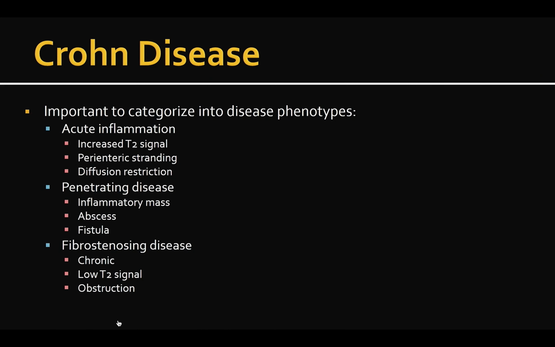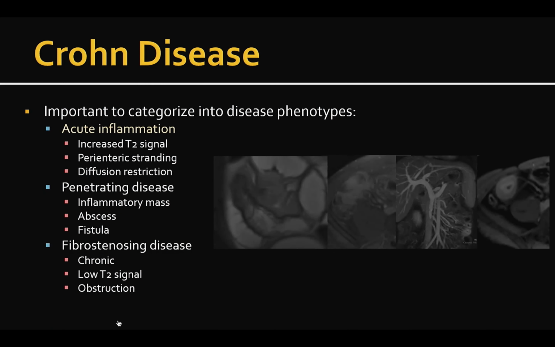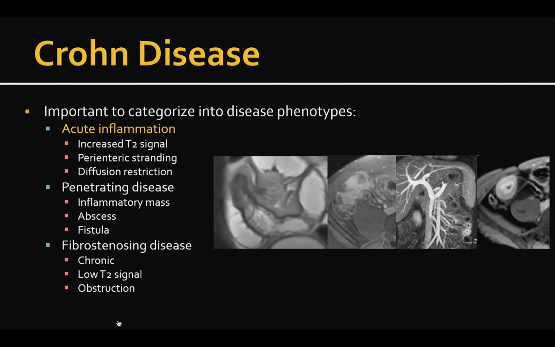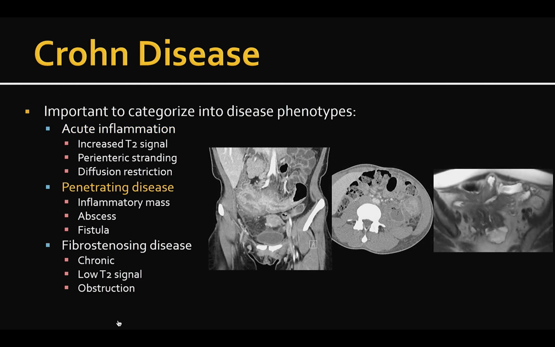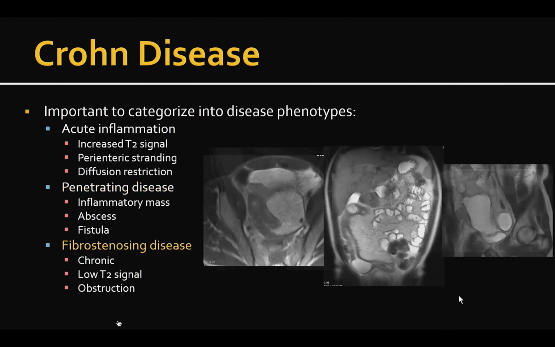I could spend a whole hour talking on this subject, but very briefly, you should try to categorize people with Crohn's disease into 3 major phenotypes, that is, active inflammation manifested with increased T2 signal, surrounding inflammation and diffusion restriction, penetrating disease, manifested with an inflammatory mass, abscess formation potentially, and fistula formation, such as in this example of enteroenteric fistula. And then chronically, many patients will develop fibrostenosing disease, which has decreased T2 signal and causes obstruction due to strictures.